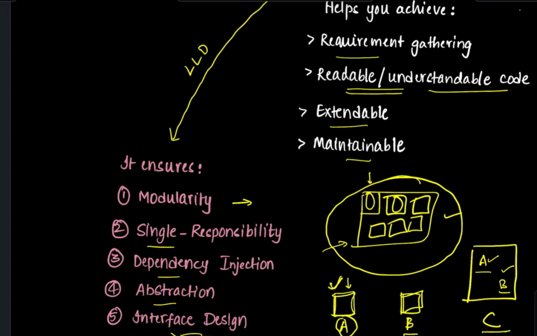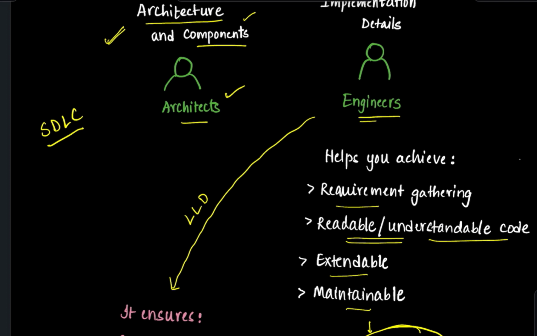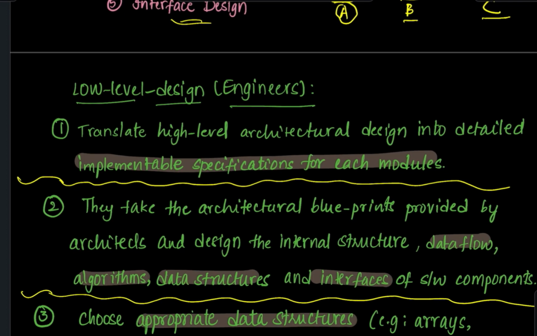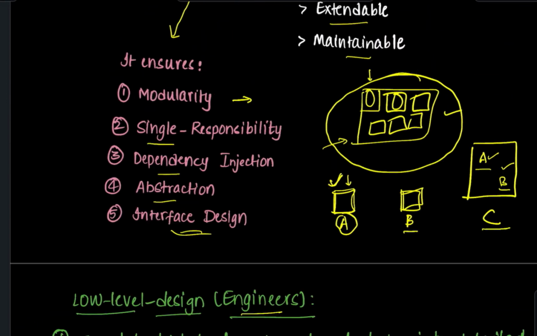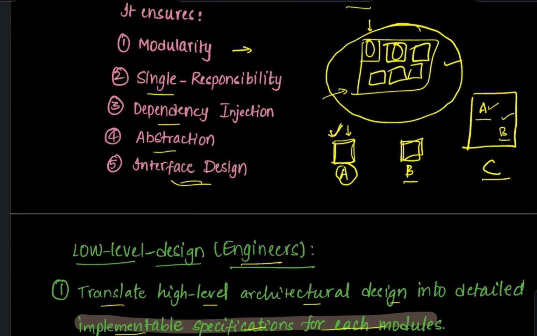Now, since this low-level design is handled by engineers, let's see what an engineer actually does during low-level designing. Engineers translate the high-level architectural design into detailed implementable specifications for each module. So, as discussed above, for example, take the example of booking a ticket for a cinema or a movie.